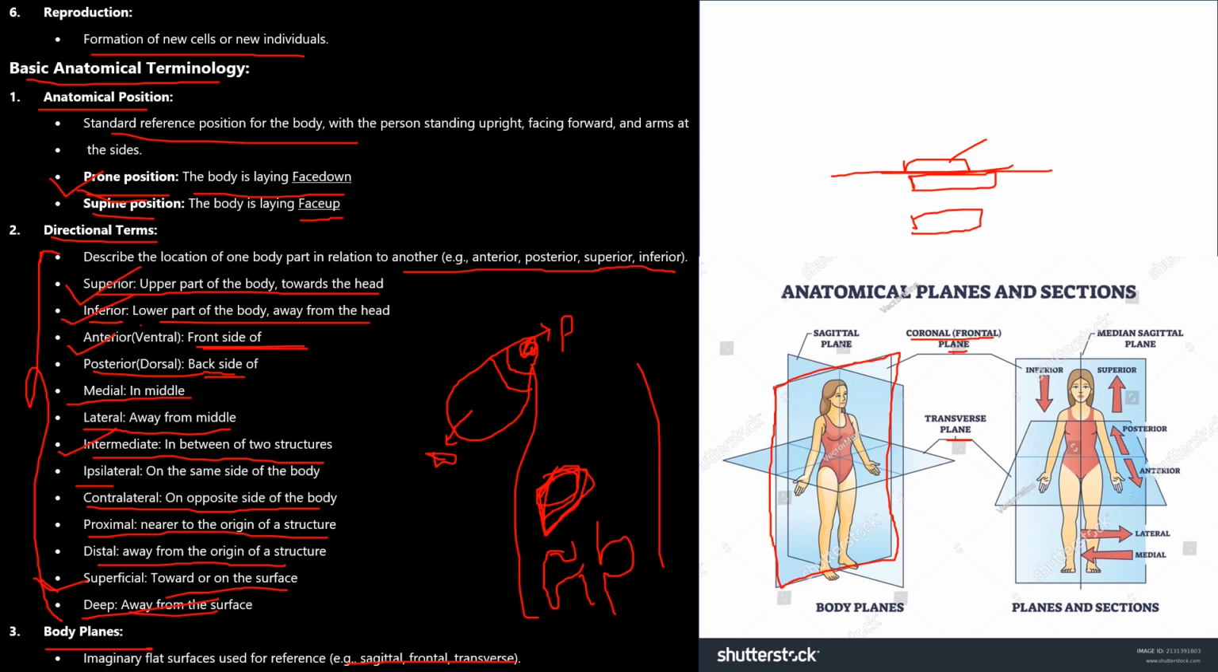So these are the three planes. One, the sagittal plane that divides the body into left and right. Okay, transverse plane, upper and lower part, and frontal plane, anterior and posterior. You have to remember these planes because these are very important topics. Moving on.